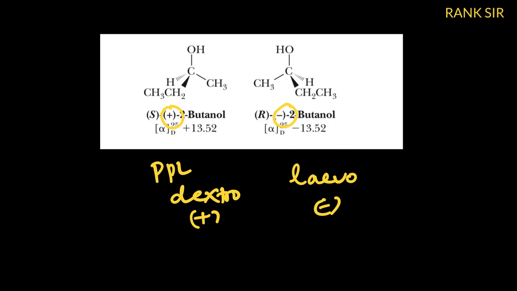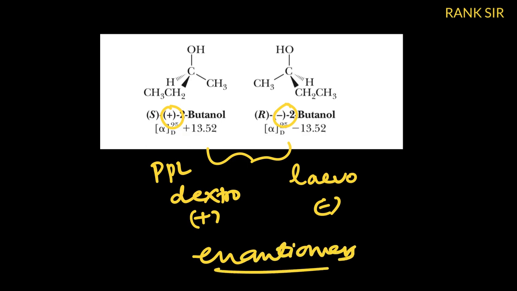Therefore, the rotation of plane polarized light is different, with a different angle, though the magnitude may also be the same. So these two are called enantiomers. What do you call these? Enantiomers. Enantiomers rotate the plane polarized light with the same magnitude but in the opposite direction.